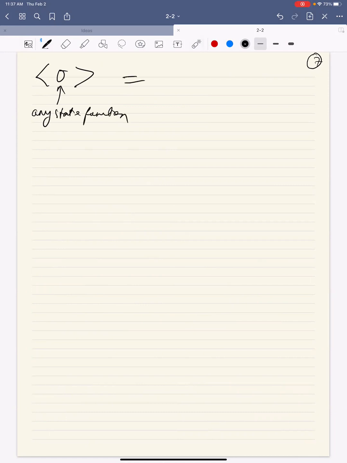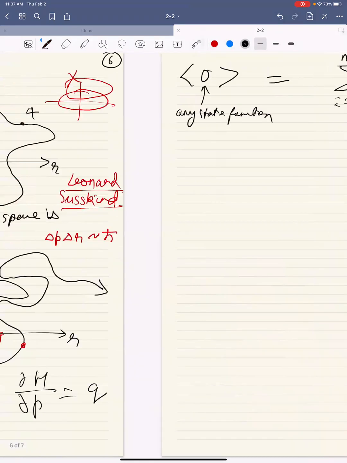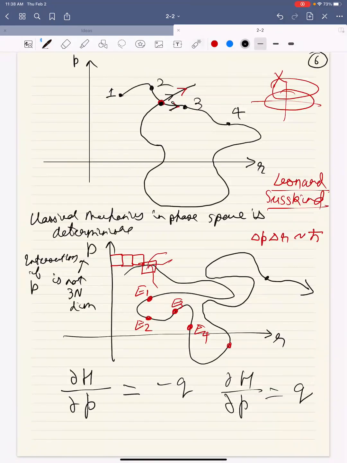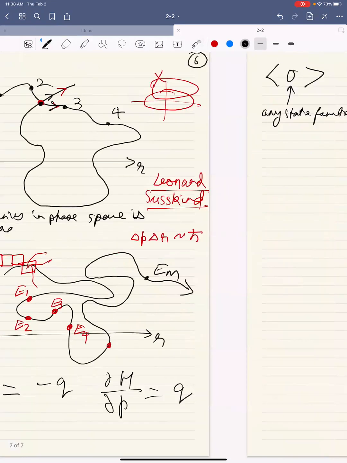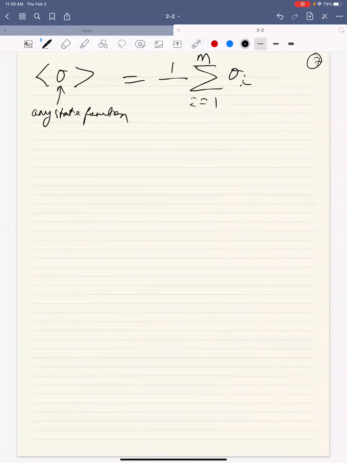This is given by you making capital M number of observations. So you started at E1, E2, E3, E4, and let's say you went till E capital M, okay? And averaging it out. This is what we do in an experiment. I do simulations mostly, but you can do this in a simulation too, right?